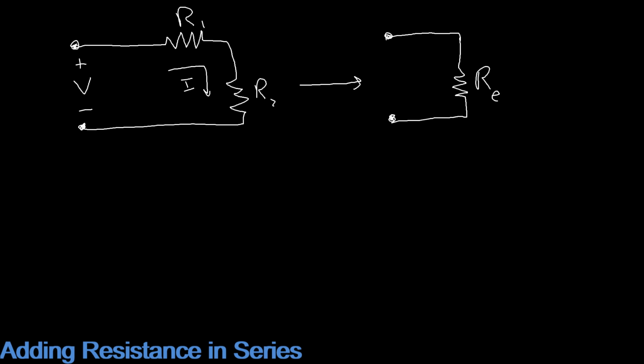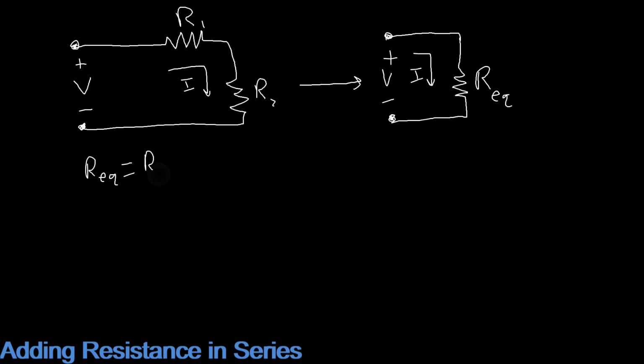So this is our goal. We are to create an equivalent circuit model. Okay? Now when we're adding resistors in series, all we are doing is our equivalent resistance is equal to resistor 1 plus our resistor 2.